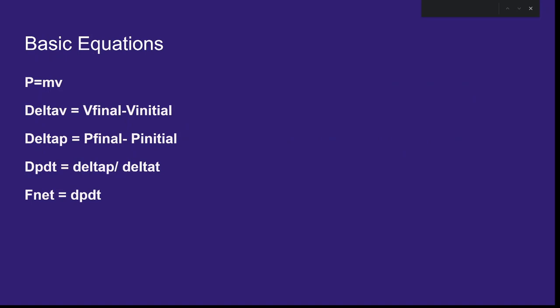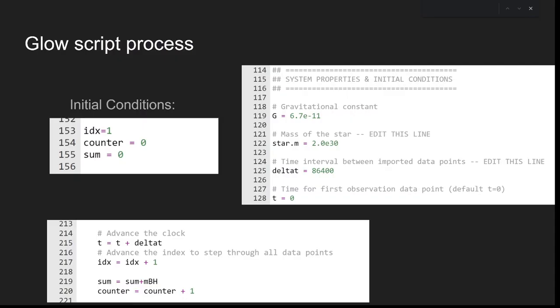Some basic equations needed in this experiment are the following. Momentum is equal to the mass multiplied by the velocity, so the change in momentum will be the final momentum subtracted from the initial momentum. dp/dt is found by dividing the change in momentum by the change in time. This value is ultimately equal to the net force of the system. We will discuss more important equations later in this presentation.